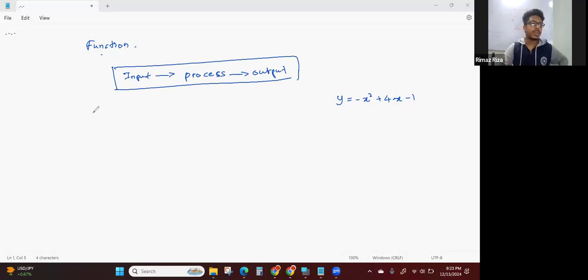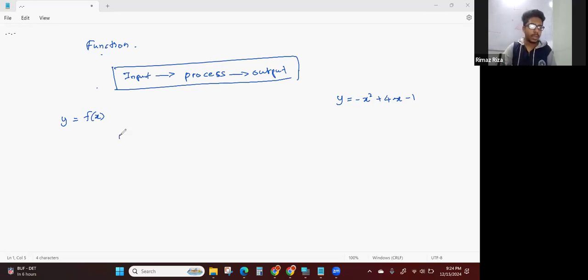Now, for example, let's take a small function. Normally, we denote a function as f(x), function of x. Or else we can also denote it by the letter y, because y varies with x. So we normally write y equals f(x). That means y is a function of x. So a function means if you give an input, it gives an output.